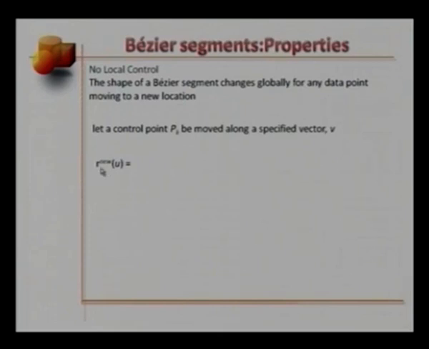So the new Bezier segment R super new will be given by summation i going from 0 to n and i not equal to k. The terms in the summation are the ith Bernstein polynomial of degree n times the control points p sub i, plus the kth Bernstein polynomial of degree n times the new relocated control point p sub k plus v.